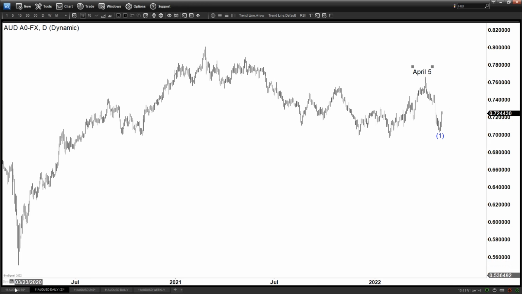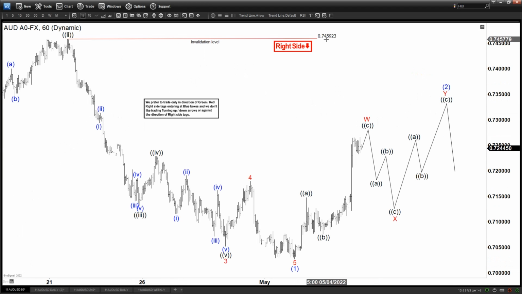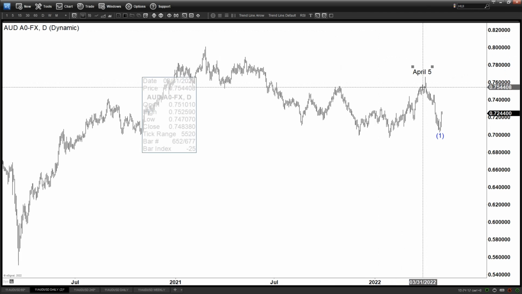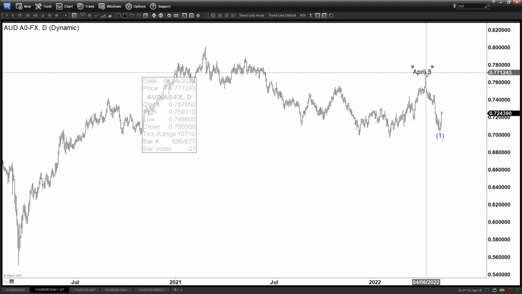Now, remember what I said, this 74.59 is not the most important level. So why did we put it here? It's because we ran out of space in the 60 minutes chart. We don't want to show all the way back to April 5th, because then the chart becomes too compressed, right? But April 5th is really the most important level in this case, which is 76.61. Let me put it down here.